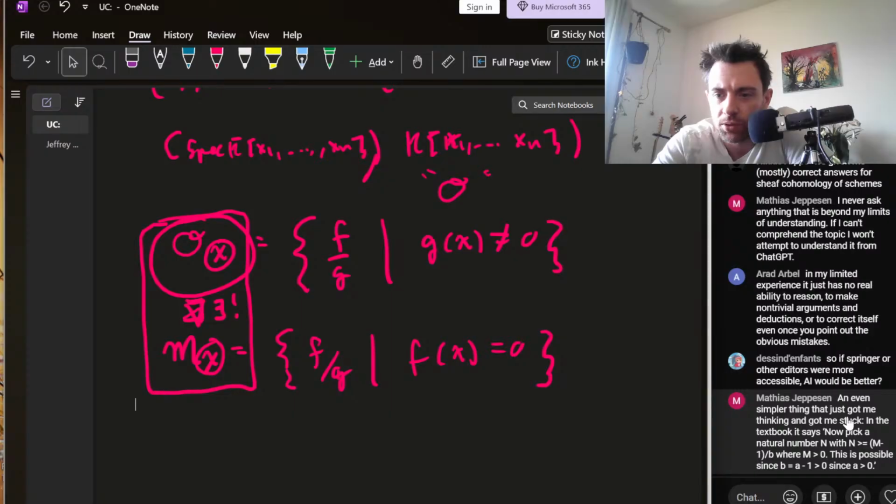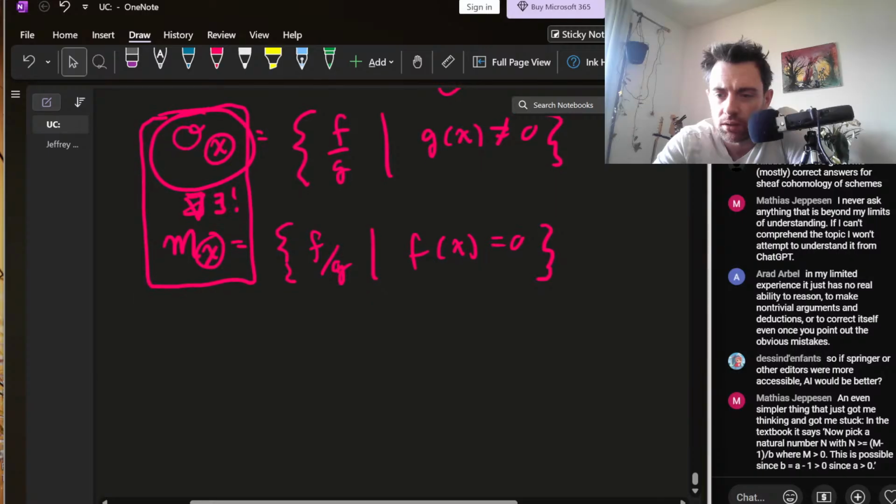An even simpler thing that got you thinking and got you stuck in the textbook says, now pick a natural number n. Right. Hang on one second, gang.